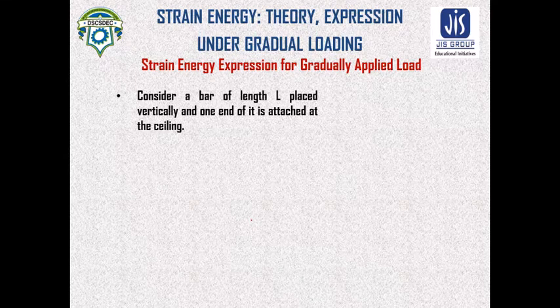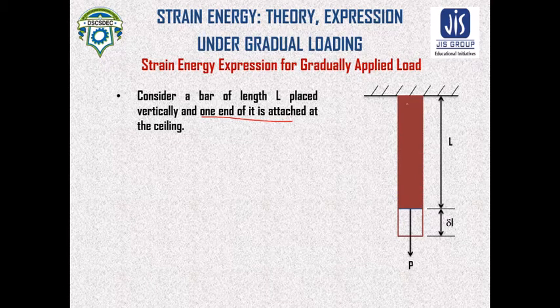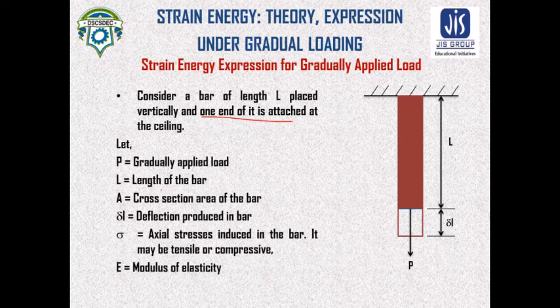For that, let us consider a bar of length L placed vertically, with one end attached to the ceiling. See this picture. A bar of length L is attached to the ceiling. Now P is the gradually applied load, L is the length of the bar, A is the cross section of the bar, del L is the deflection produced in the bar due to the externally applied load P, and sigma is the axial stress induced in the bar. It may be tensile or compressive depending upon the nature of the load, and E is the modulus of elasticity.